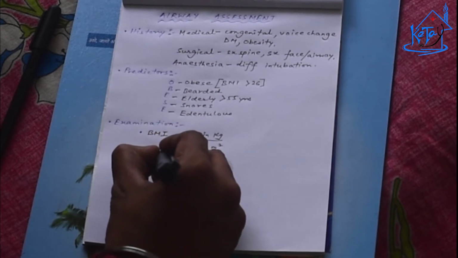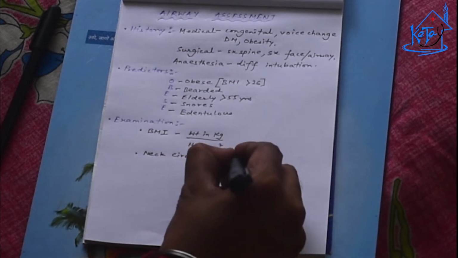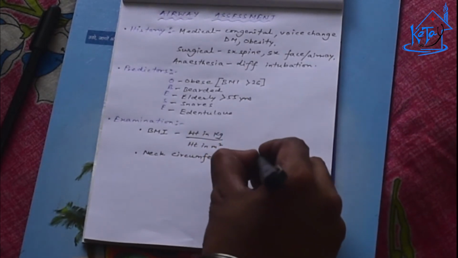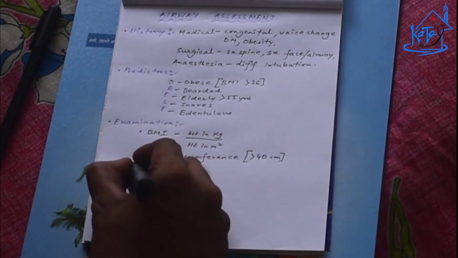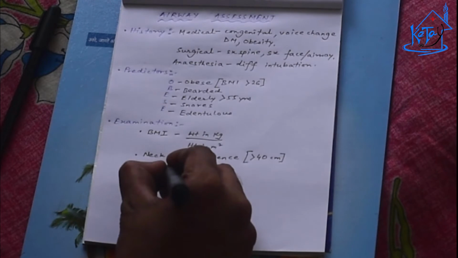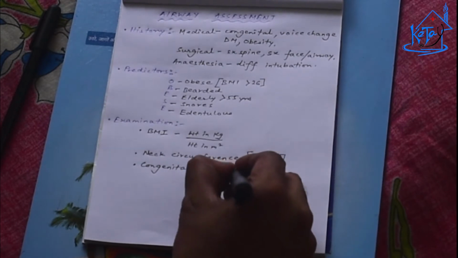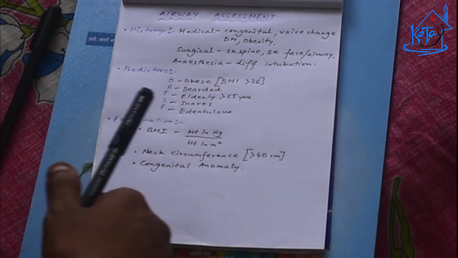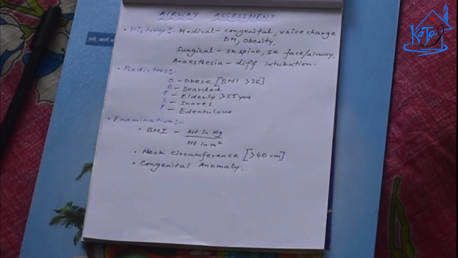Next comes the neck circumference. If the neck circumference is greater than 40 centimeters, we should be cautious. Next comes the congenital anomaly. There are some diseases like Pierre-Robin syndrome and Treacher-Collins syndrome, which involve certain alterations in their airway, nose, tongue. So these types of patients are very difficult to intubate.